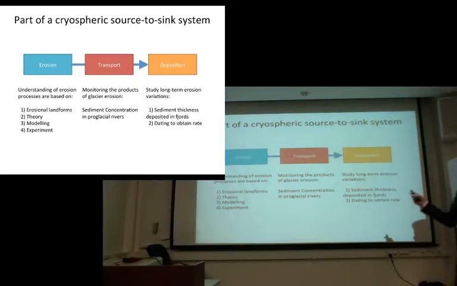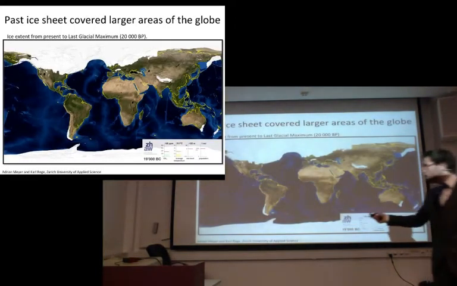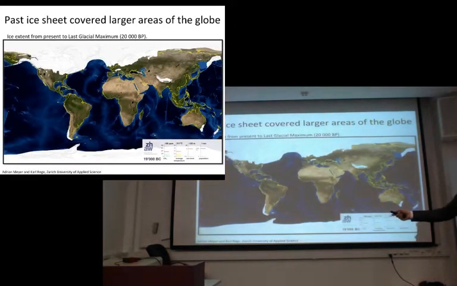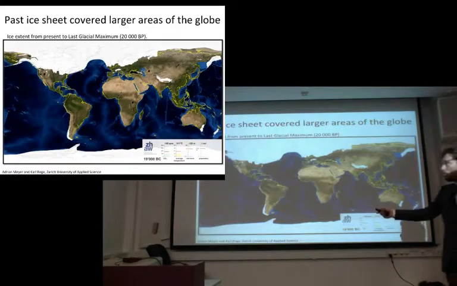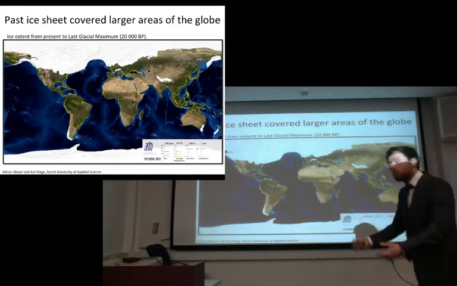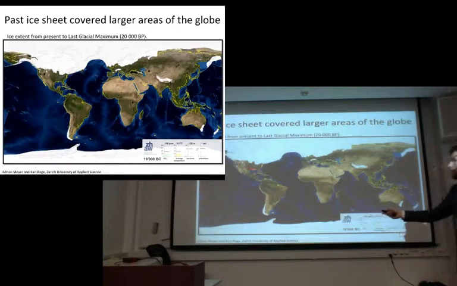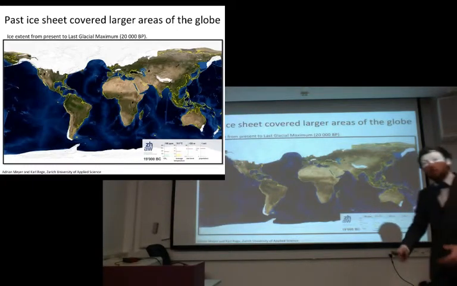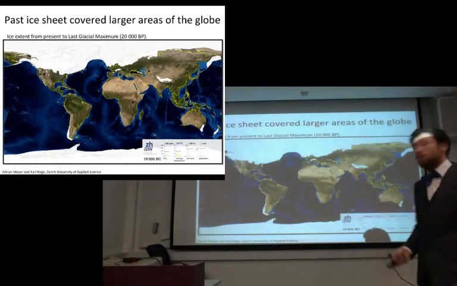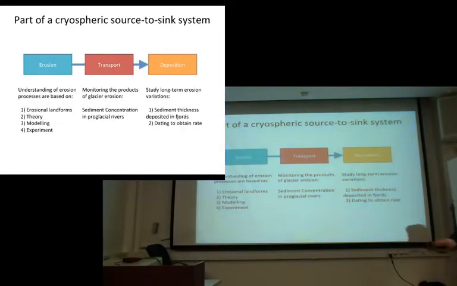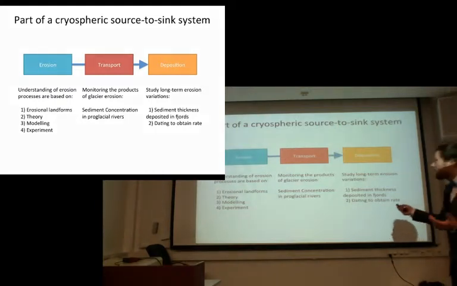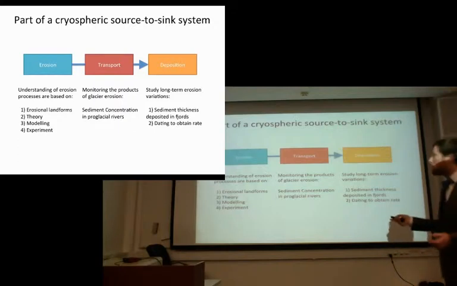Another thing is that this ice not only affected the continents that it was covering, but also all the lands further south because of the sediment production that I mentioned earlier. We can look at this problem as a kind of source-to-sink system.